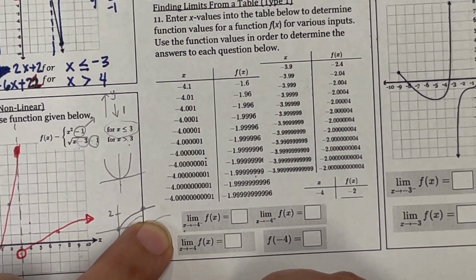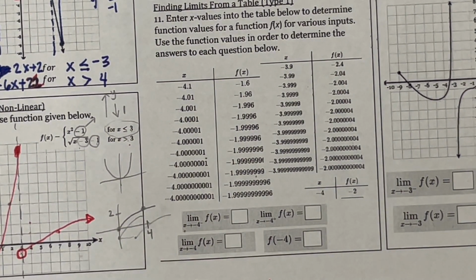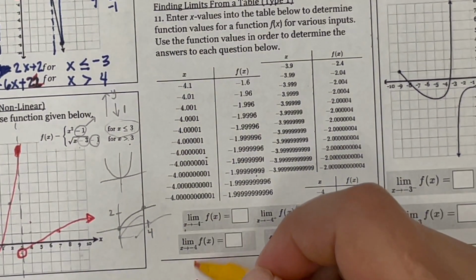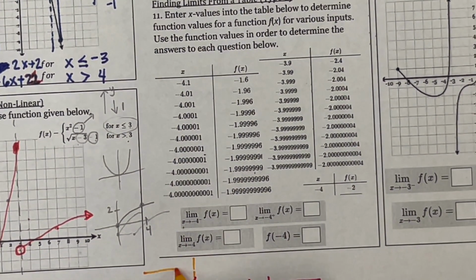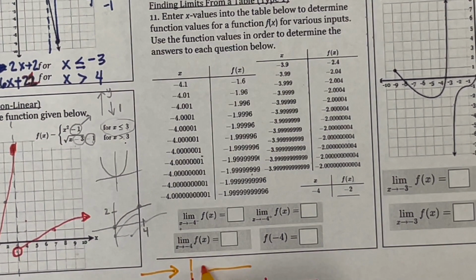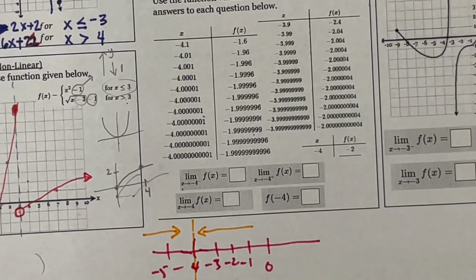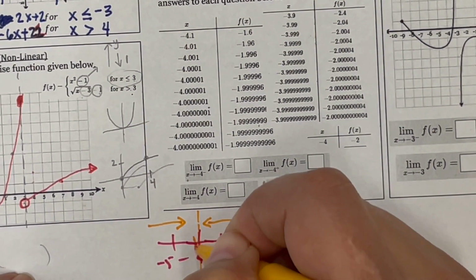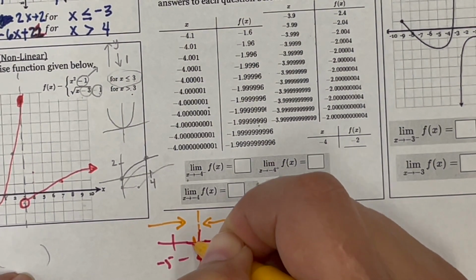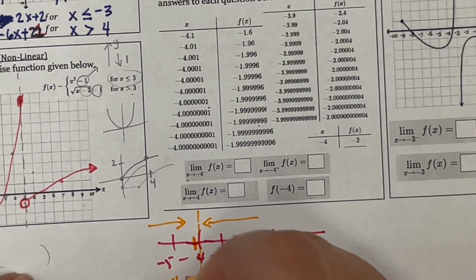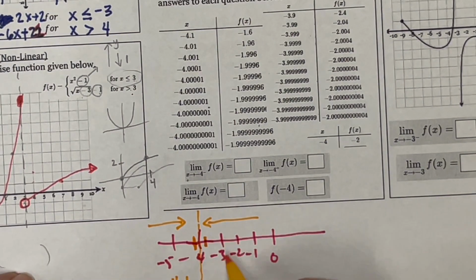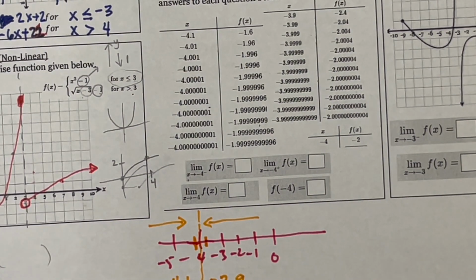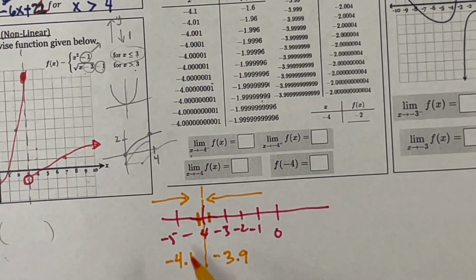-1, -2, -3, -4, -5, right? So they're asking me, as I get close to this, from the left and from the right, what's happening? So from the left and from the right. Now you have to know what those numbers are right here. So this number here is what? -4.1. This number here on this side is what? -3.9.